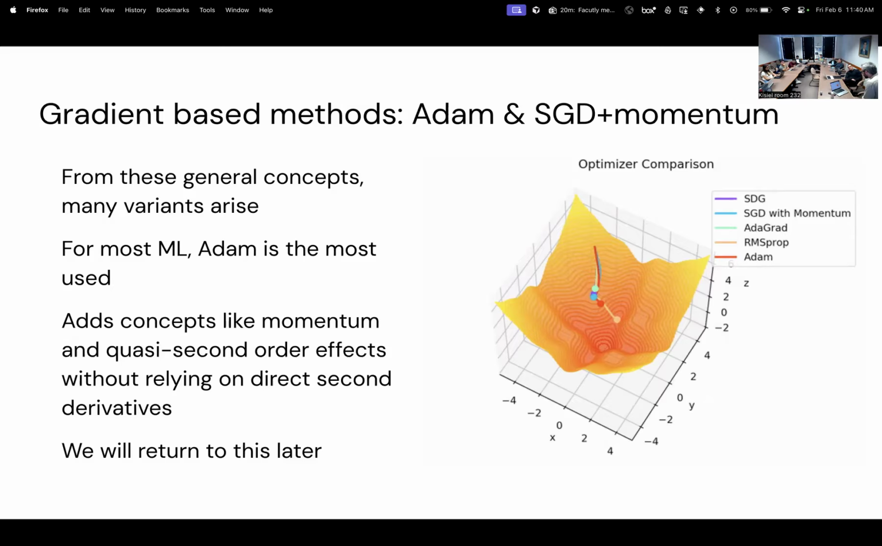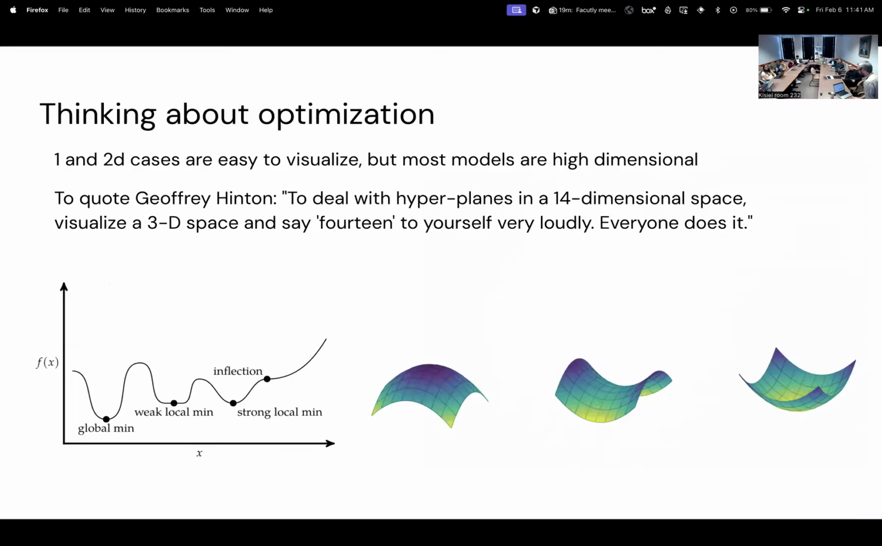With that, who here has trained a neural network before in general? Pretty much everyone. Okay. So we'll return to this later, but it's not too important.